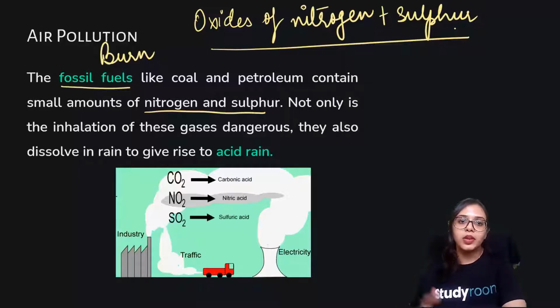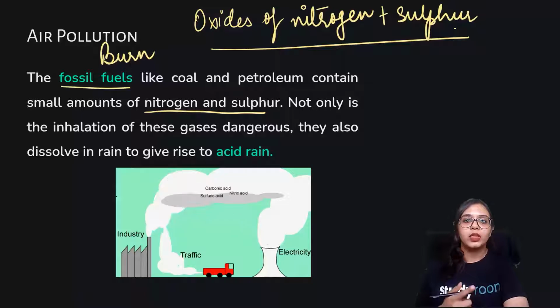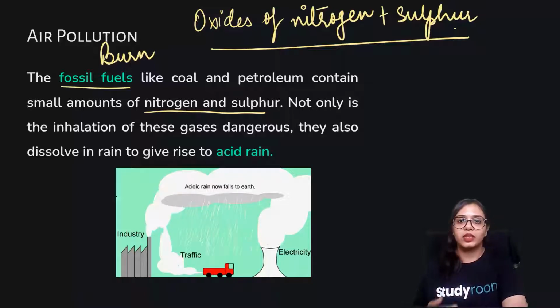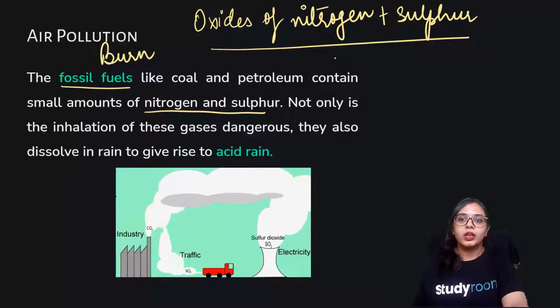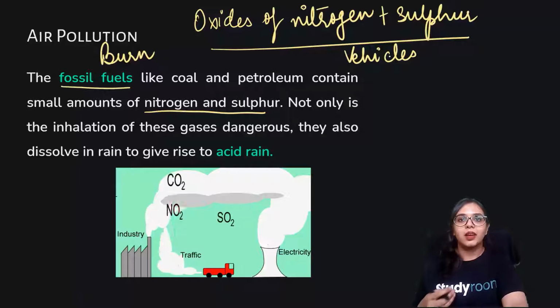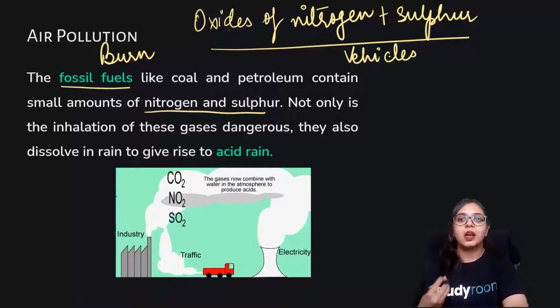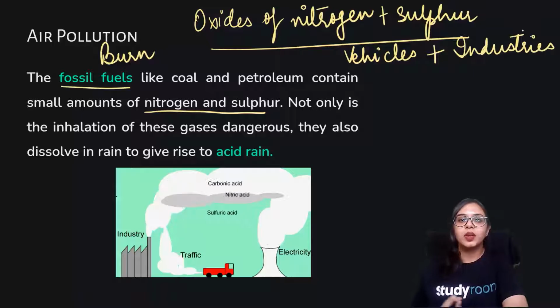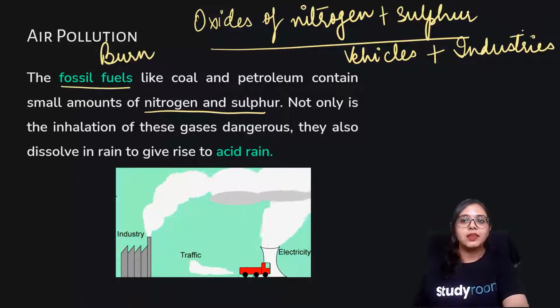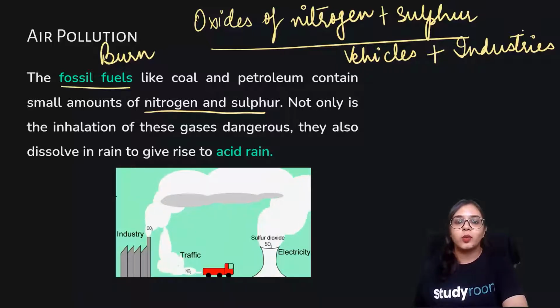The main reasons why these oxides of nitrogen and sulfur are present in the air around us are vehicles, meaning the gases that come out of the exhaust of vehicles, plus the chimneys of industries. Because some burning, some combustion process is going on inside the engine of the vehicles, and of course in the industries on a very large scale.